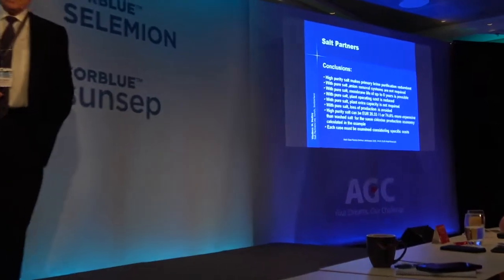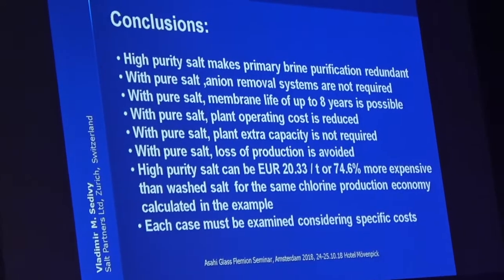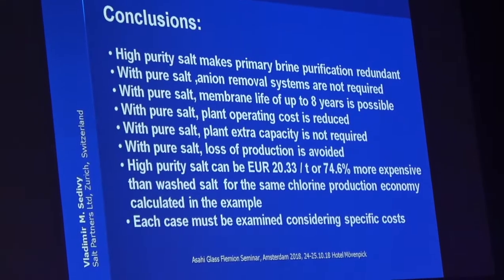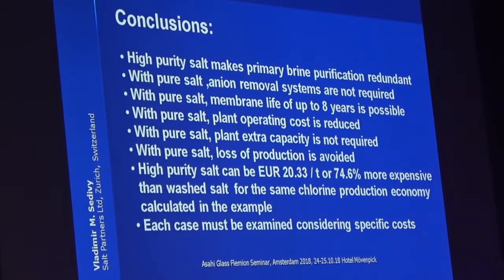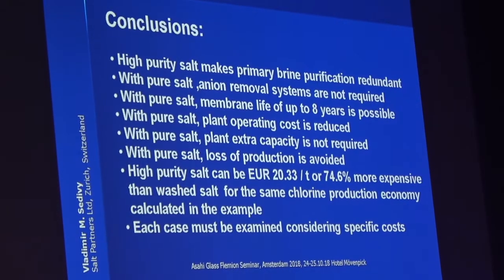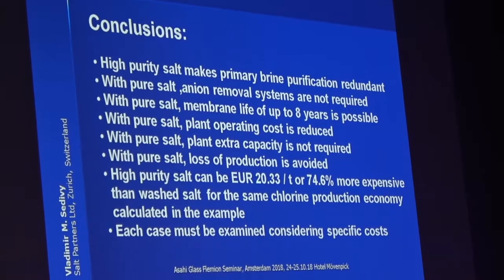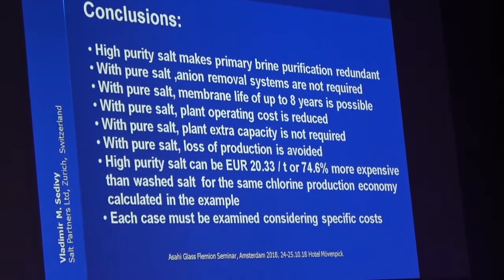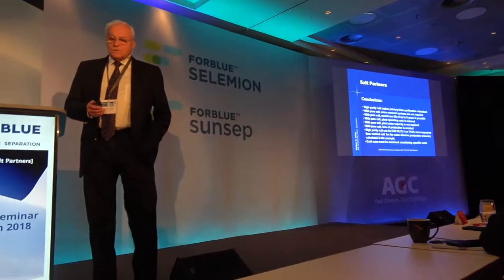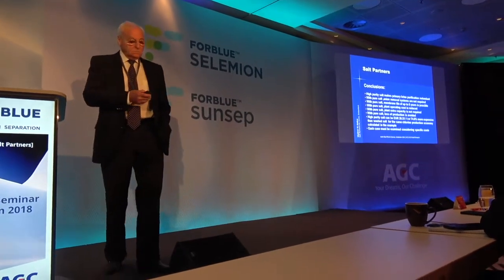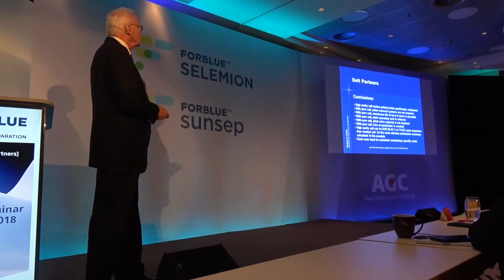Conclusions. High purity salt makes primary brine purification redundant. You don't need it. You can go straight through filtration and through ion exchange. With pure salt, anion removal systems are not required, because there's some natural purge and some losses that take care of the sulfate. With pure salt, the membrane life of up to 6 years is possible. We are being told by some caustic chlorine producers, up to 8 years actually.